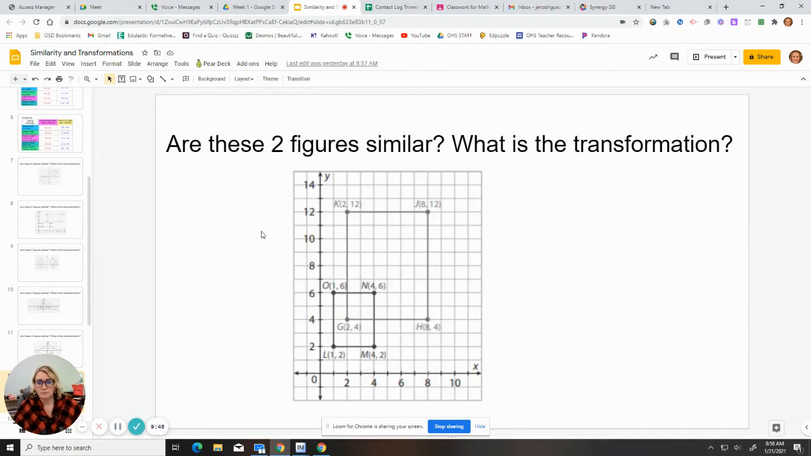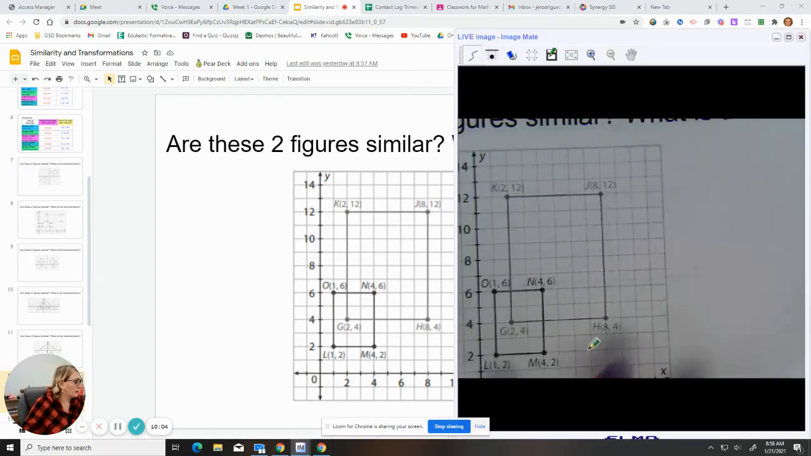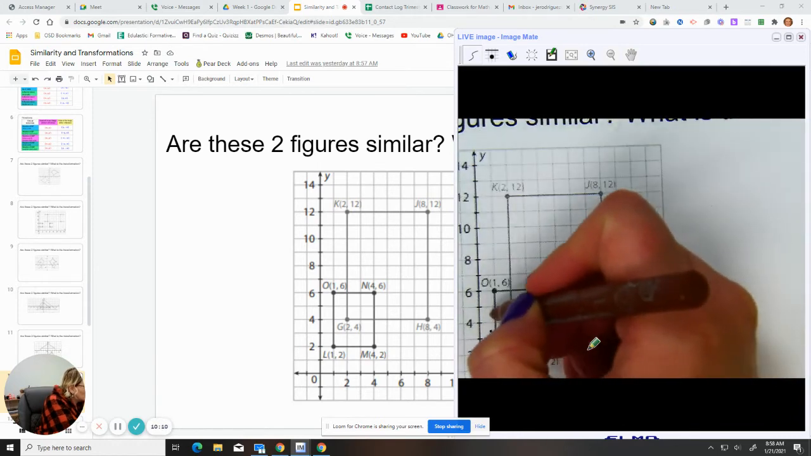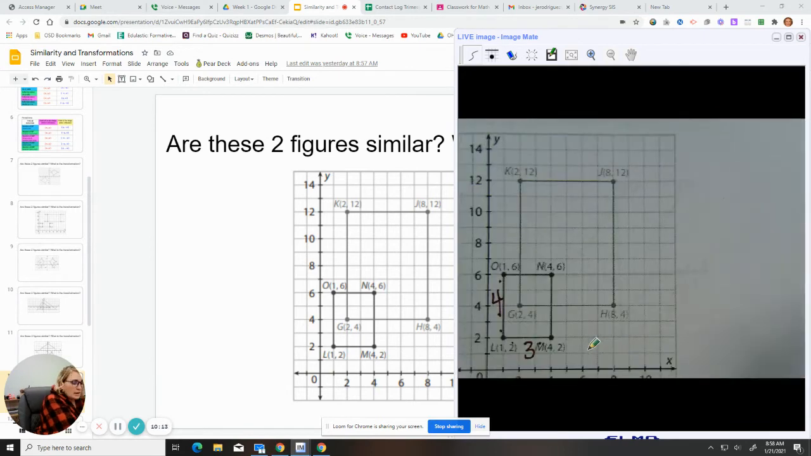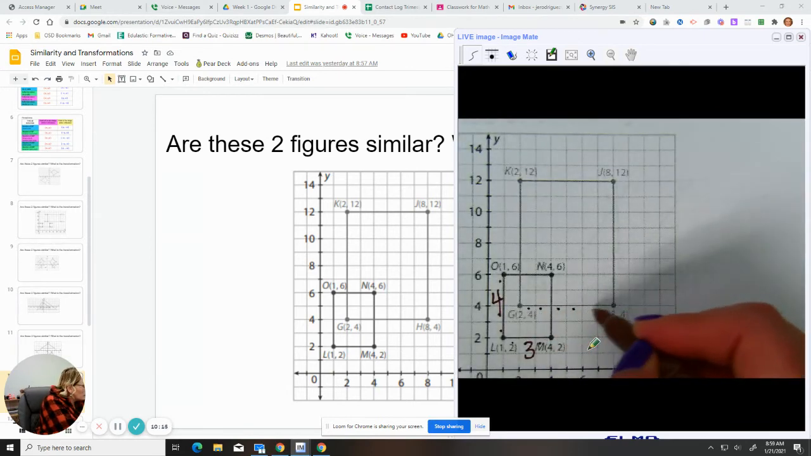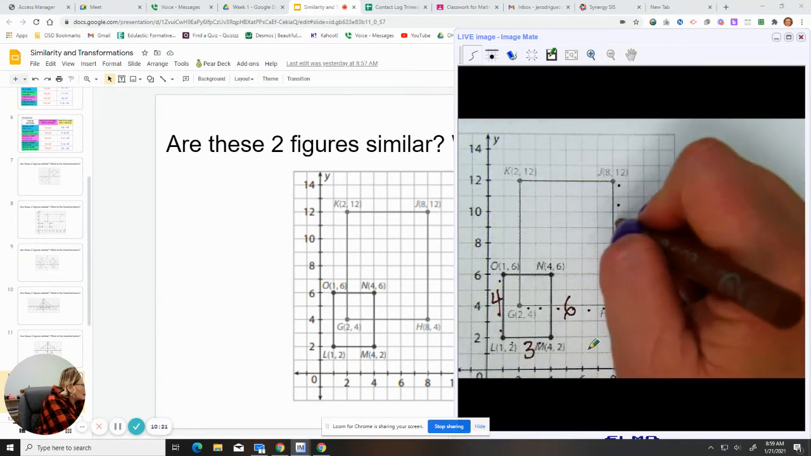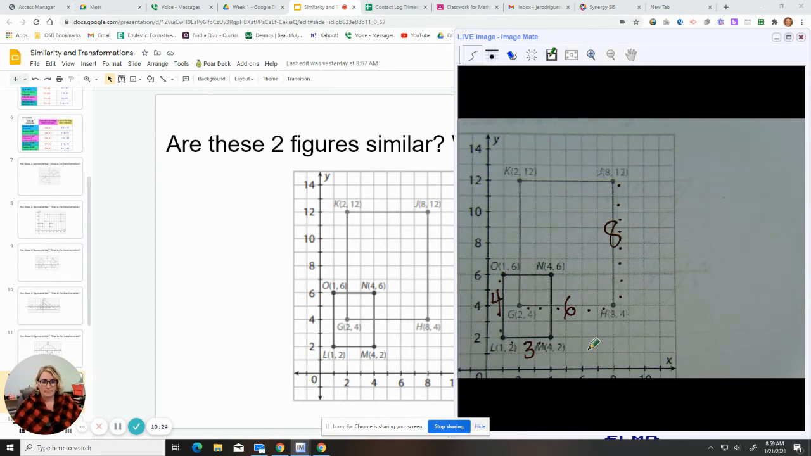Okay. What about these two? Well, we're going to go back and do what we did, which is see what our relationship is between them. Let me pull up this other one for me again. So this is a 1, 2, 3 by 1, 2, 3, 4. Now it is a 1, 2, 3, 4, 5, 6 by 1, 2, 3, 4, 5, 6, 7, 8. Okay. So yes, they are similar.